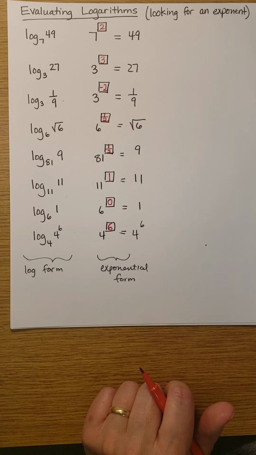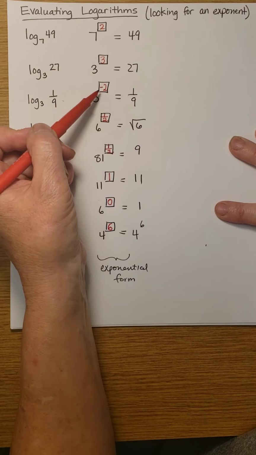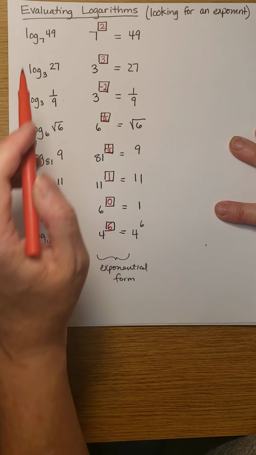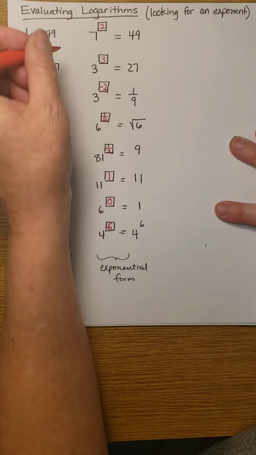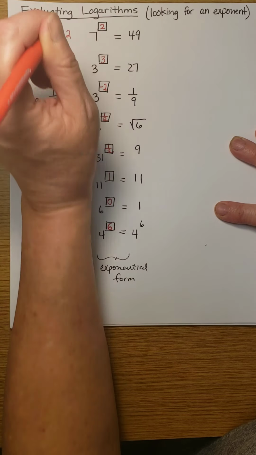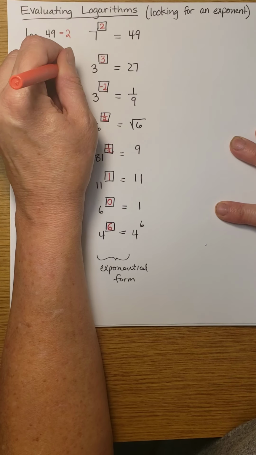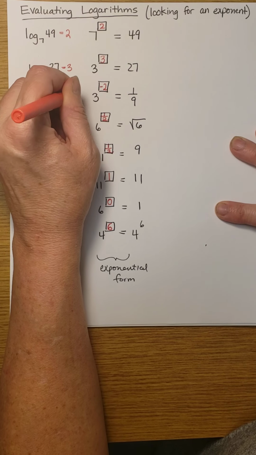So there we have it. These numbers that I've written in red are the values for these logarithmic expressions. So here we go. I'll just write them in for you.